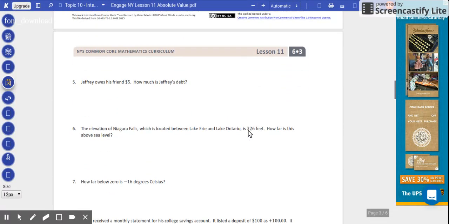Moving on down. Jeffrey owes his friend $5. How much is Jeffrey's debt? If he is owing someone money, that's going to be negative. So his debt is $5. Notice how this whole time we know that Jeffrey's in the negative. He owes his friend $5, but they never actually had to put a negative sign because they used words such as owes and debt. That's basically what this lesson is over. It's an abstract way of thinking.